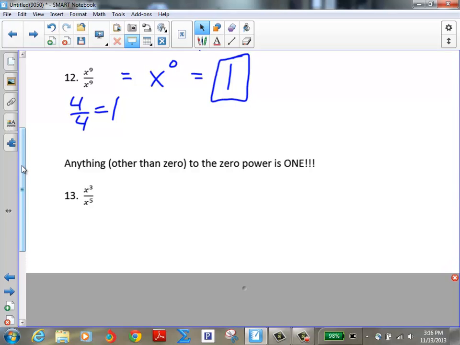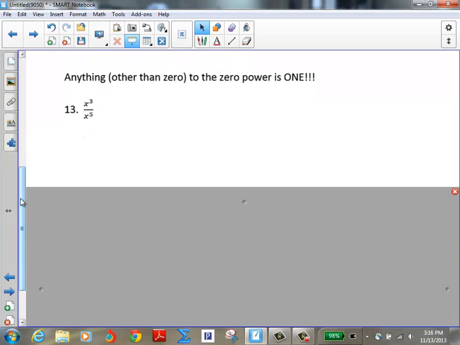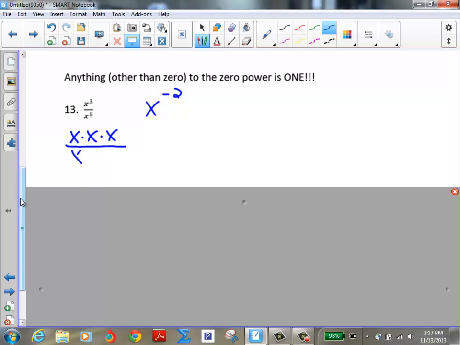Moving on, we have x to the 3rd divided by x to the 5th. And again, when we're dividing, we will subtract the exponents. When we do that, we get x to the negative 2nd. 3 minus 5 gets us a negative 2. We are not allowed to have negative exponents in our answer. So what I want you to do is think about what x cubed means. X cubed means x times x times x. And on the bottom, you have x to the 5th. So that's x times x times x times x times x.